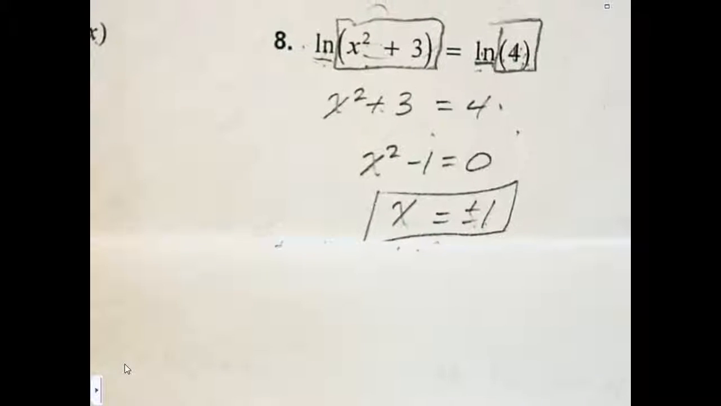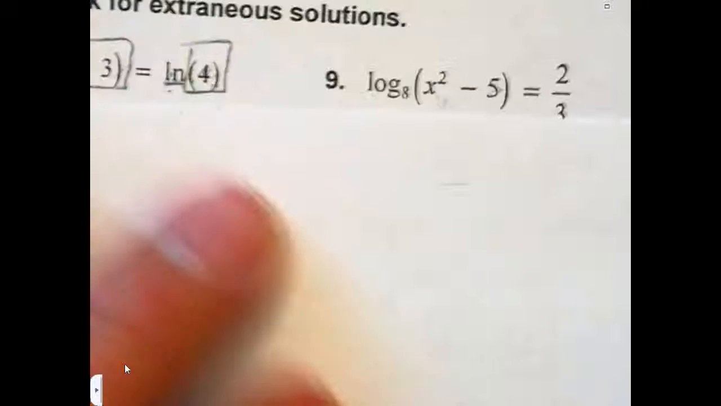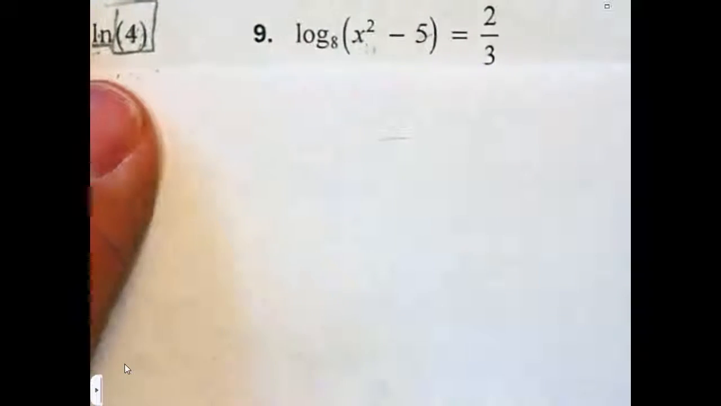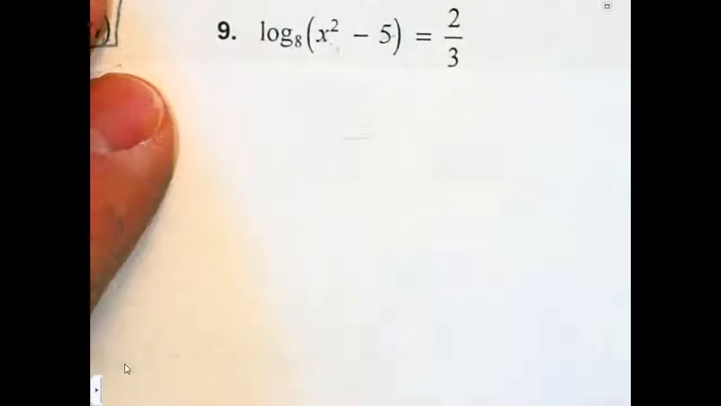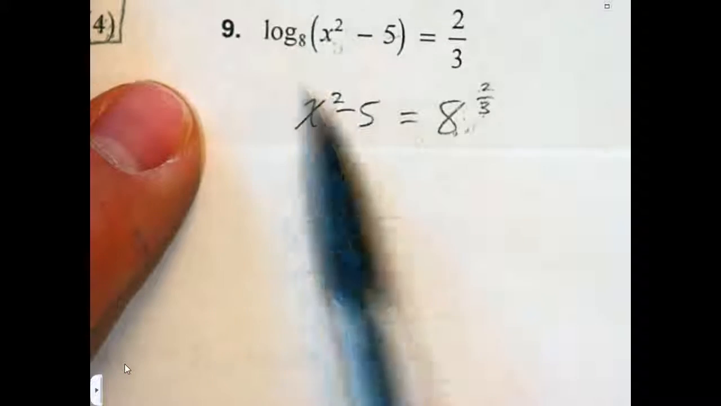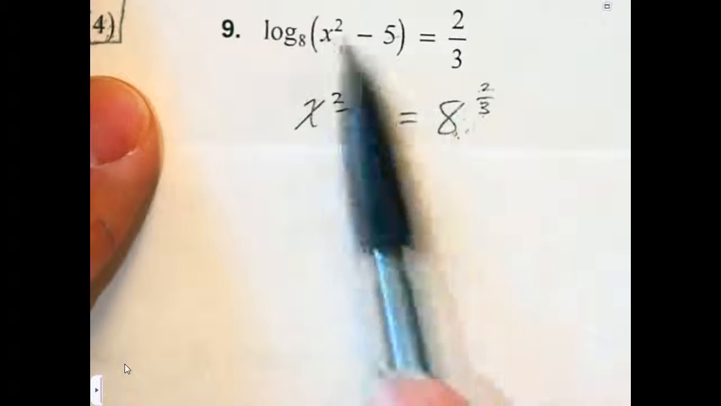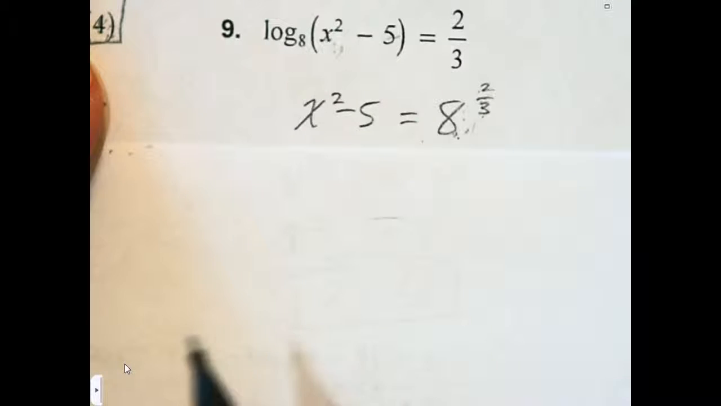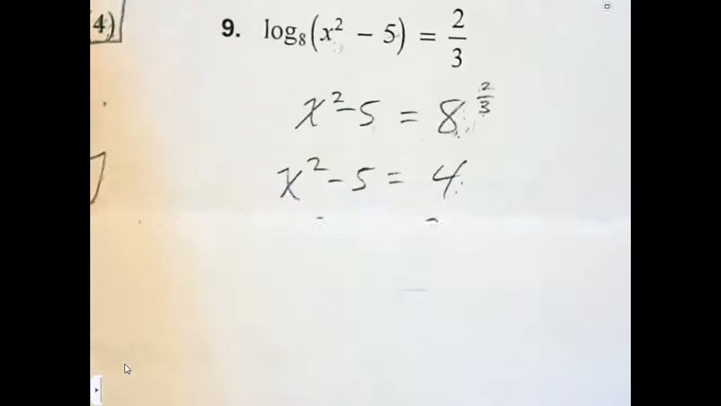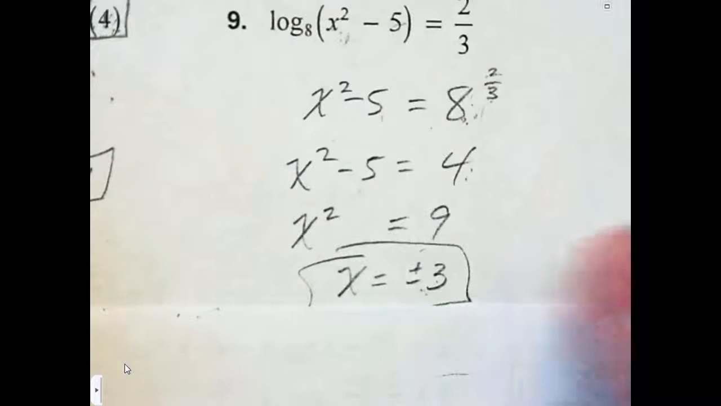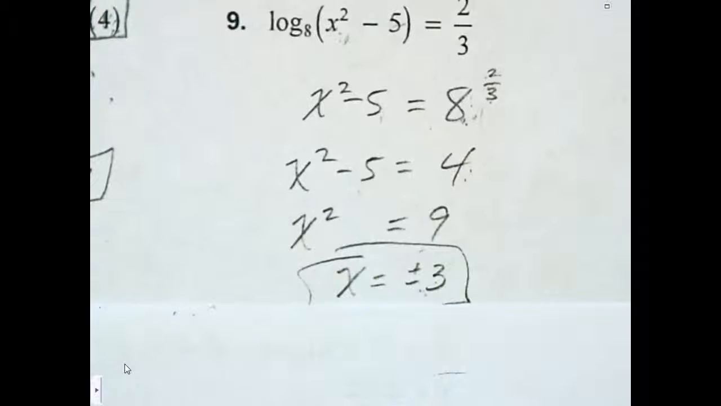Questions on 8? Okay, number 9. Same base? Can you make them the same base? Nope. Probably not. Therefore, write it as an exponential. Move that 8 over. So now you have 8 to the 2/3 equals x squared minus 5. 8 to the 2/3, cubed root of 8 is 2, squared is 4. Add 5, take the root, plus minus 3. There's a negative again, always just double check. It works out, we're good to go. Questions there?